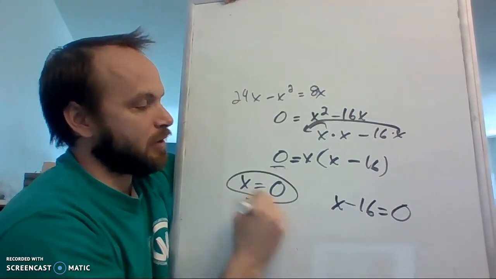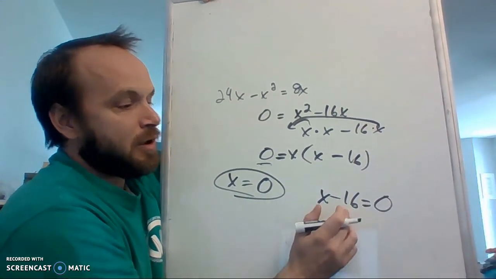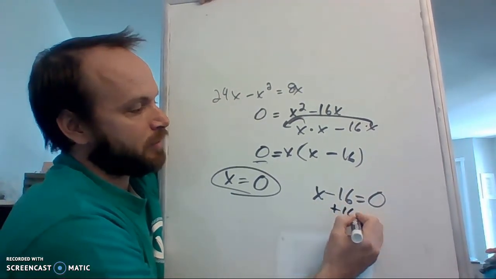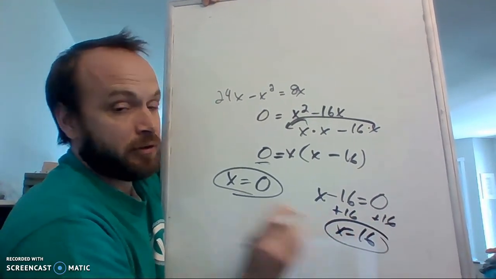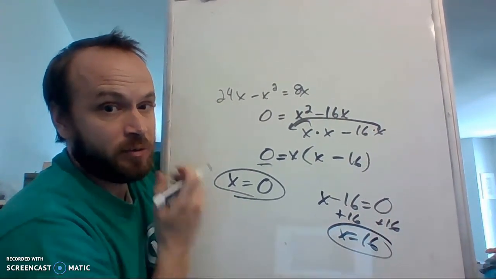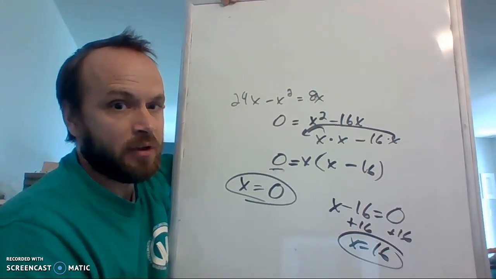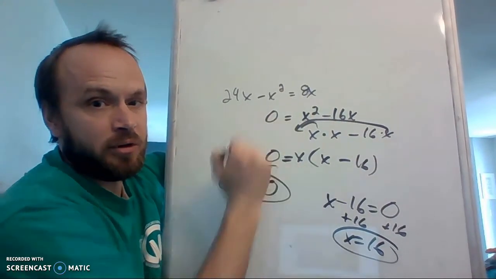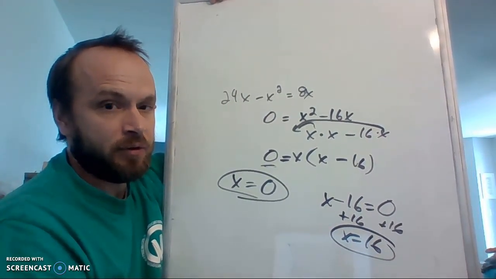Well, this is already solved, and we know that one of the solutions from our quadratic formula was 0. And then to solve for this, all we have to do is add 16 to both sides, and we come up with x could also be 16 in order for that equation to be solved. So there's two different ways to solve that. I wanted to show you both. This way won't always work. The quadratic formula will. Let me know if you have any other questions.